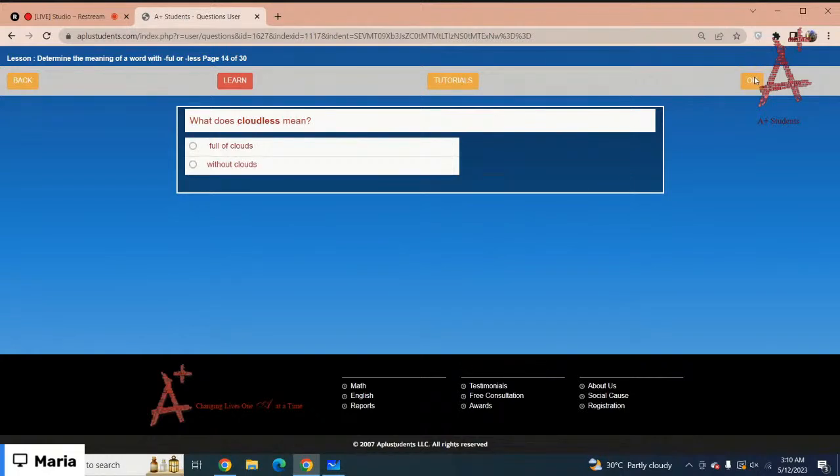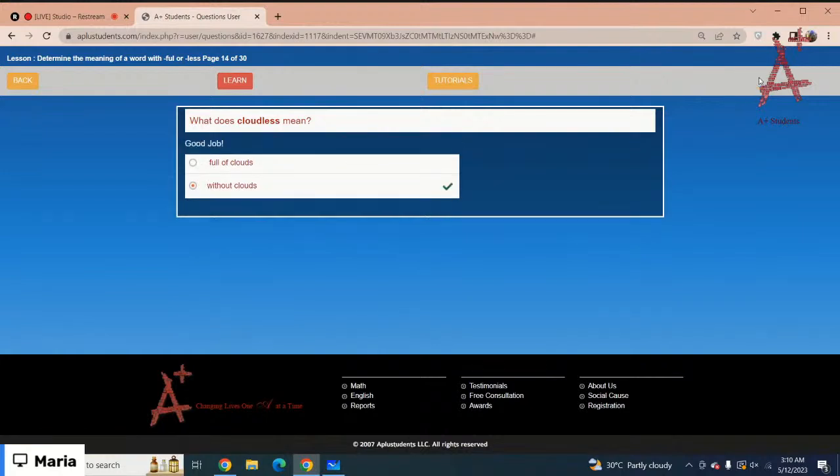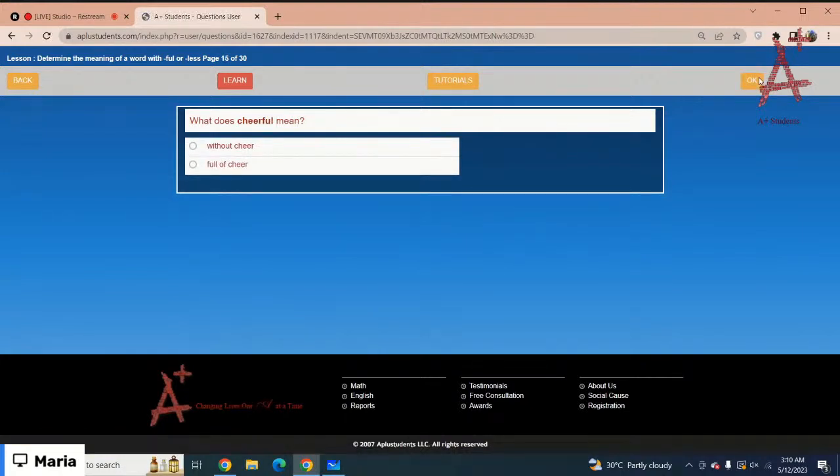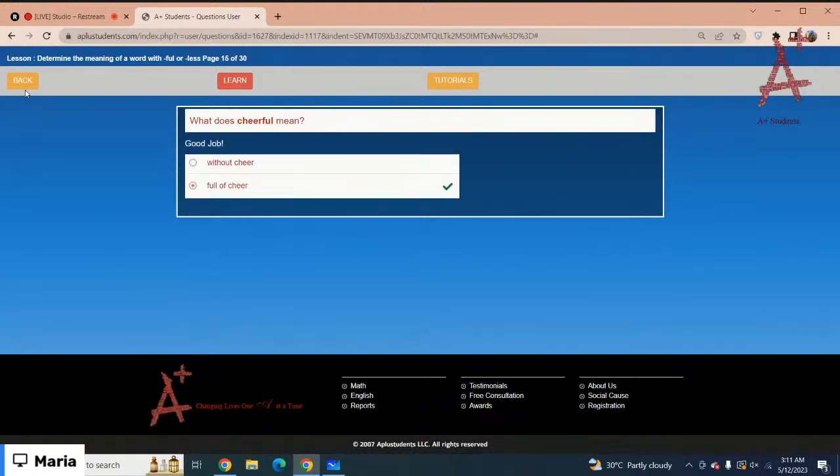Okay, what does cloudless mean? It would be without clouds. Got it? What does cheerful mean? It is full of cheer. The correct option is full of cheer. You can complete the test by yourself later today. Let me move on to the next lesson.